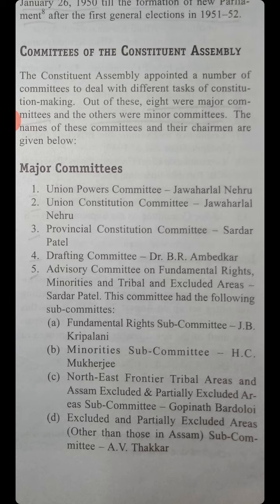Advisory Committee on Fundamental Rights, Minorities and Tribal and Excluded Areas, Sardar Patel. This committee had the following subcommittees: Fundamental Rights Subcommittee, J.B. Kripalani; Minority Subcommittee, S.C. Mukherjee; Northeast Frontier Tribal Areas and Assam Excluded and Partially Excluded Areas Subcommittee, Gopinath Bardoloi; Excluded and Partially Excluded Areas other than those in Assam Subcommittee, A.V. Thakkar.